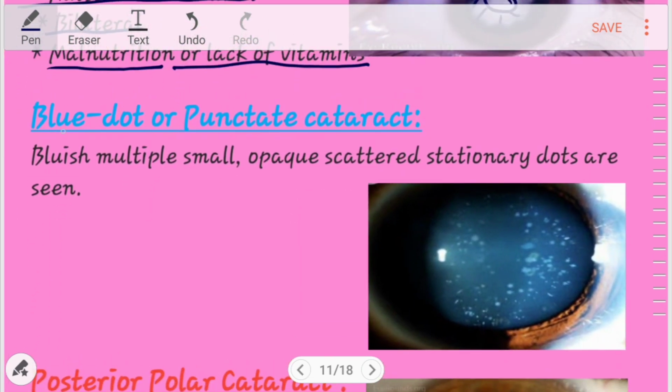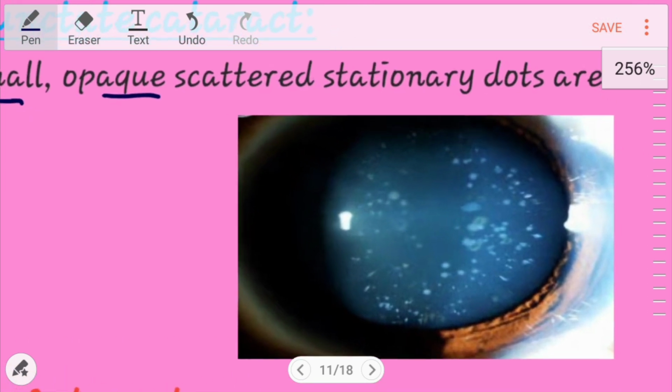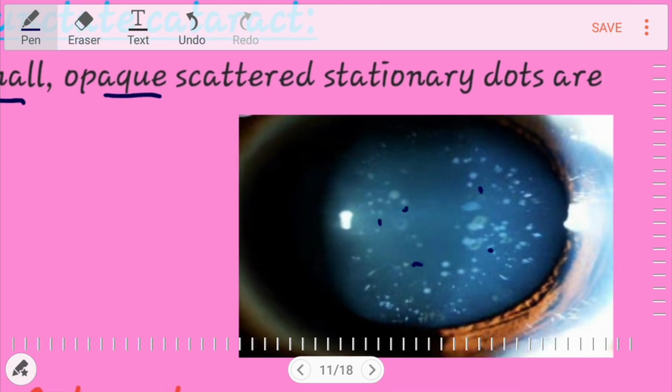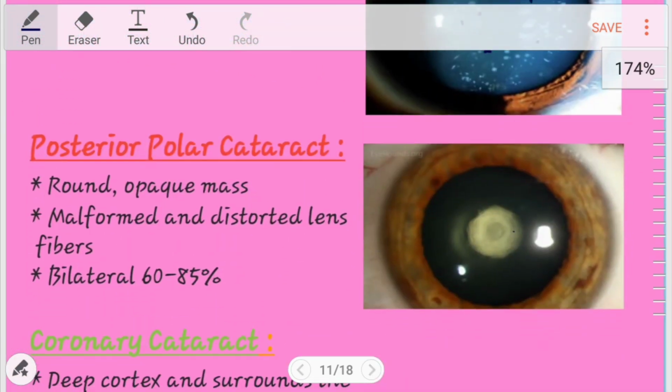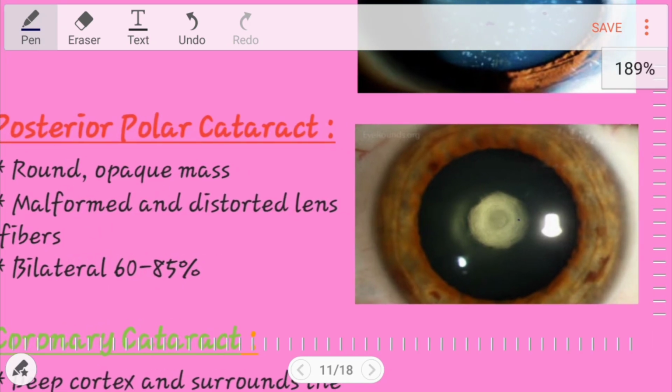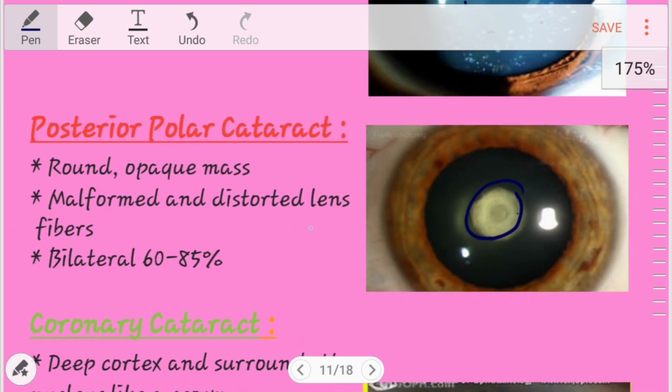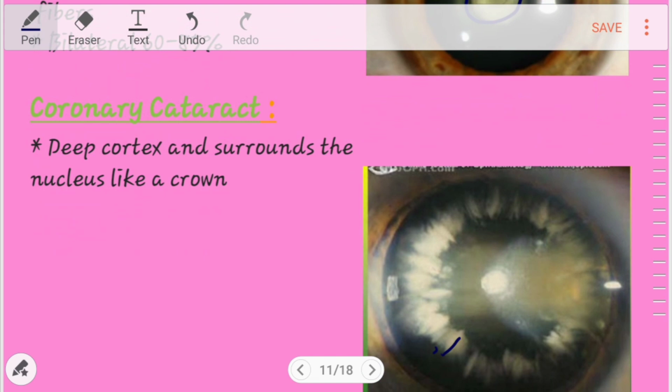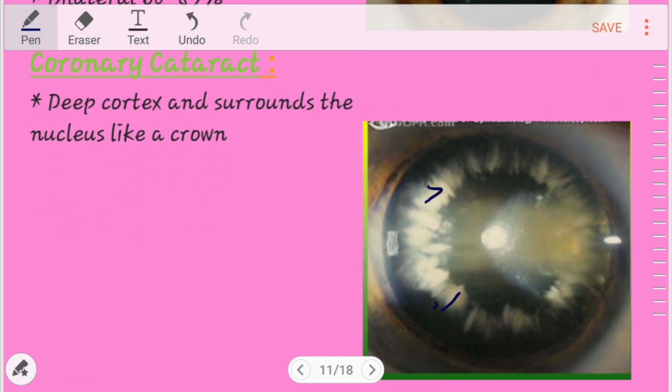Blue dot or punctate cataract, in which bluish multiple small opaque scattered stationary dots are seen, as you can see in the picture, but it does not affect vision. Posterior polar cataract, a round opaque mass, as you can see in the picture. It is composed of malformed and distorted lens fibers. It is bilateral, about 60 to 85%. Coronary cataract. It lies in the deep cortex and surrounds the nucleus like a crown.